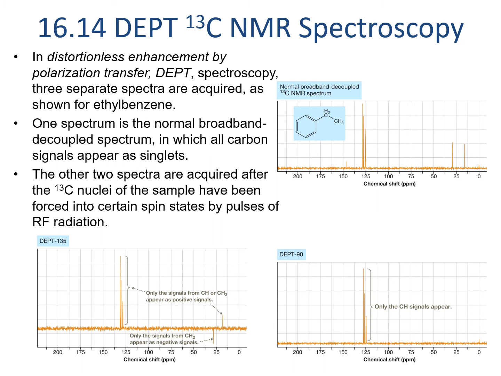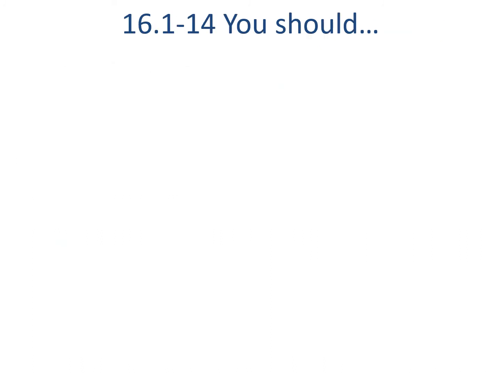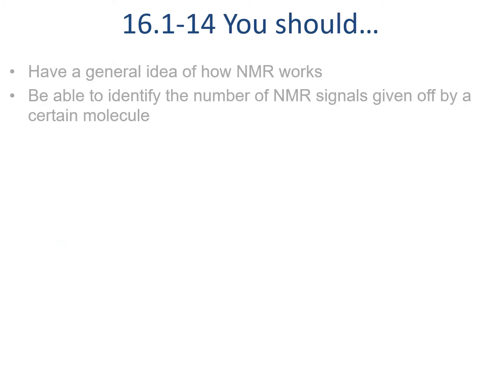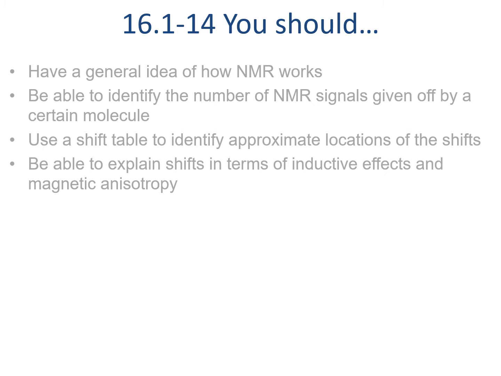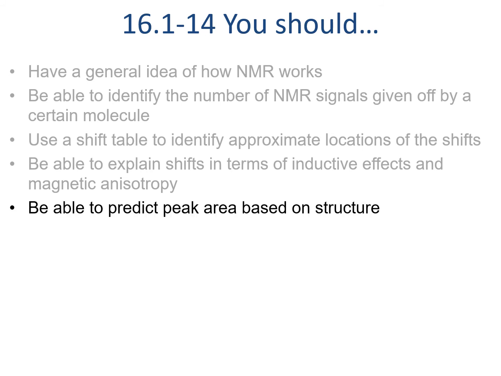Now we've gone through 2 lessons on NMR. From the first lesson, we should have a general idea of how NMR works. We should be able to identify the number of NMR signals given off by a certain molecule. We should be able to use a shift table to identify approximate locations of the shifts. And we should be able to explain in general terms what's going on. Why are things more shifted? Why are they less shifted?